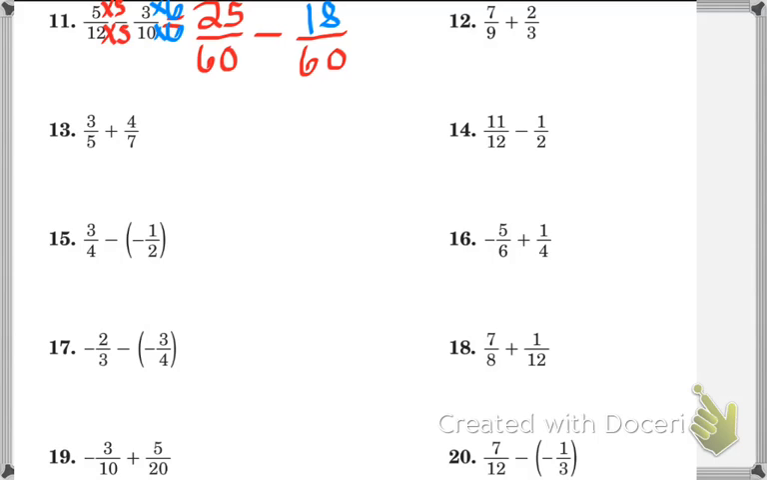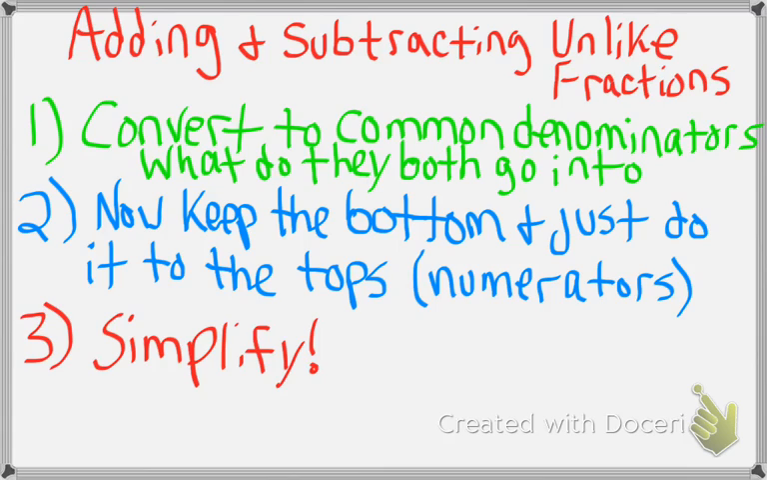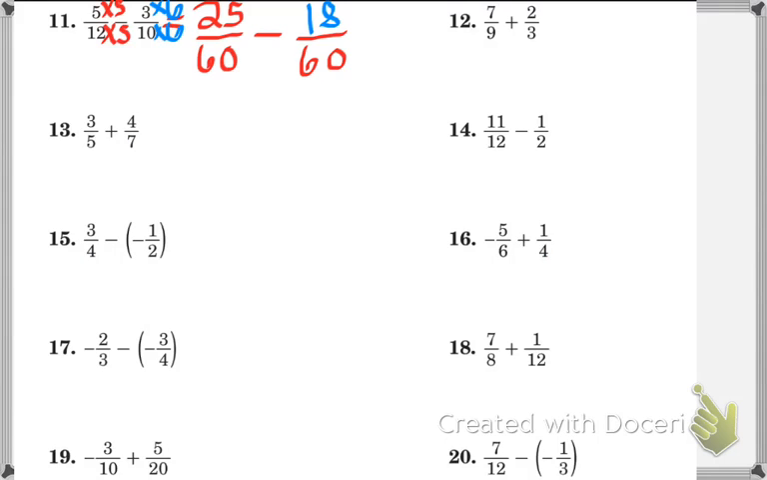Our job now is to do what we said in our steps. Keep the bottom, keep the denominator the same, and now just do it to the tops and then simplify your final answer. So 25 minus 18, well, that's 7. So we have 7 over 60.